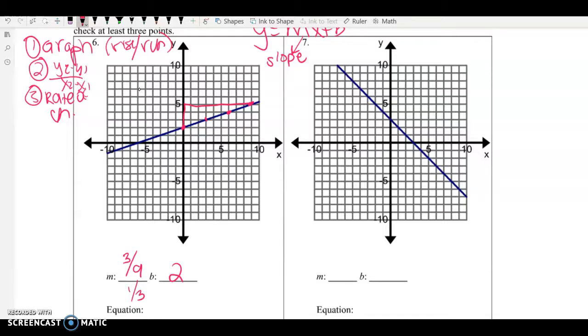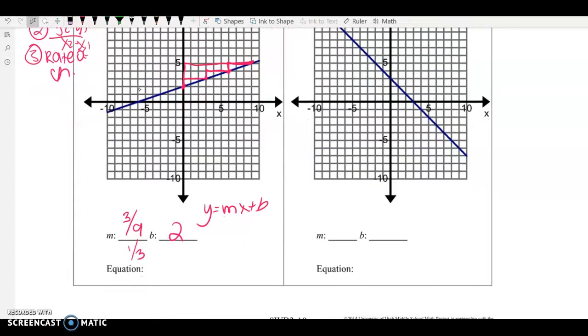So if I do my math right, I should be able from my graph to go up 1 over 3, up 1 over 3, up 1 over 3. All right, let's piece it all together. Remember slope-intercept form, y equals mx plus b. So when I piece this together, my equation will be y equals 1/3 x plus 2.